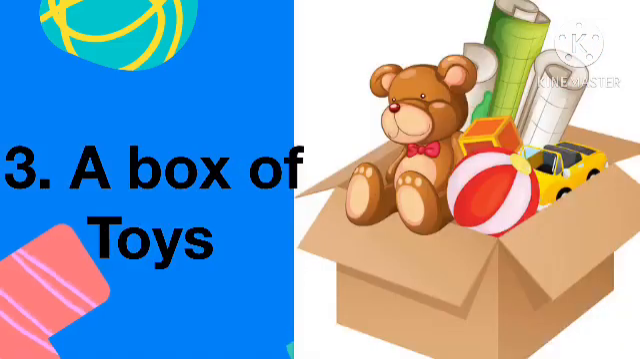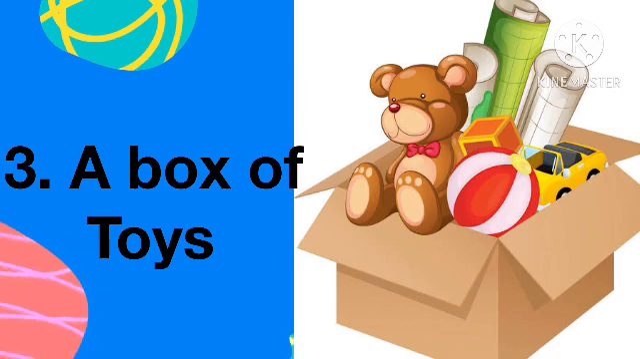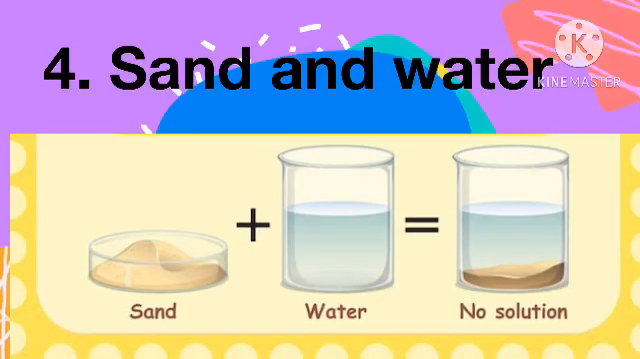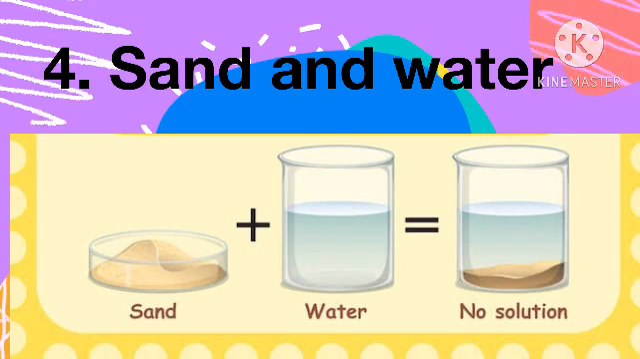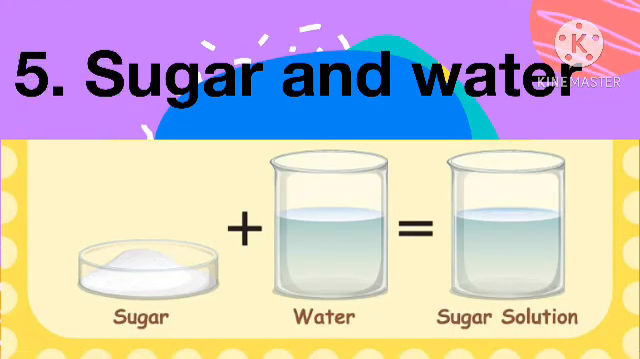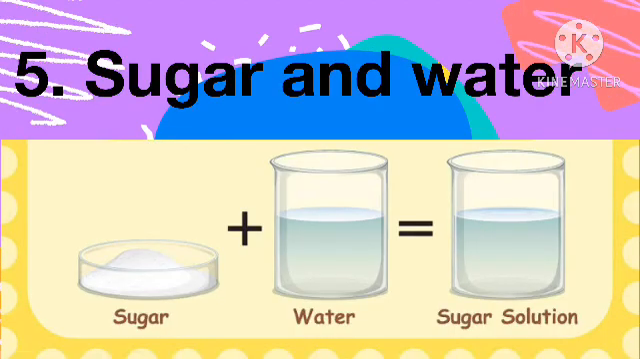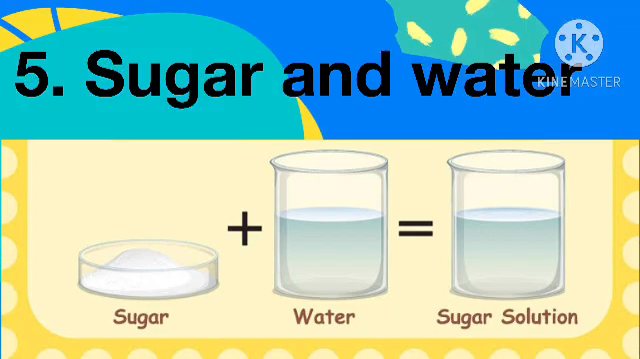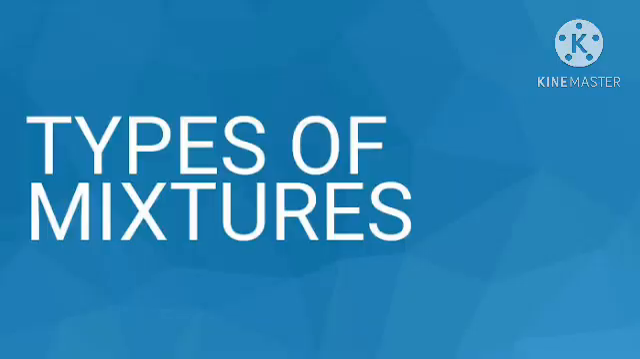We also have a box of toys. You have different toys in a box. That is an example of a mixture. We also have sand and water. Also, sugar and water.